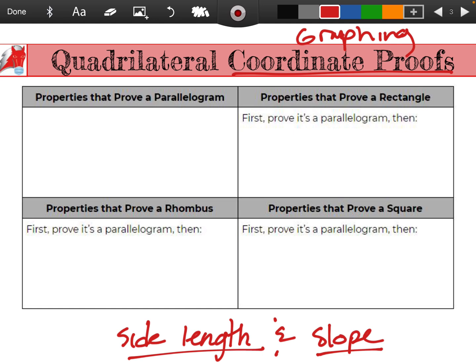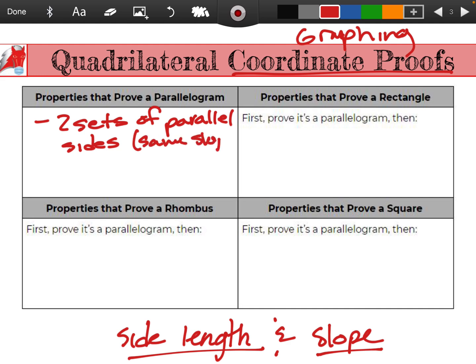So if I want to prove it's a parallelogram, I would have to show that I have two sets of parallel sides, or same slope, right? Two sets of the same slope. And on top of that, I would have to also see, if I looked at some side lengths, that the opposite sides are congruent, which means same length.